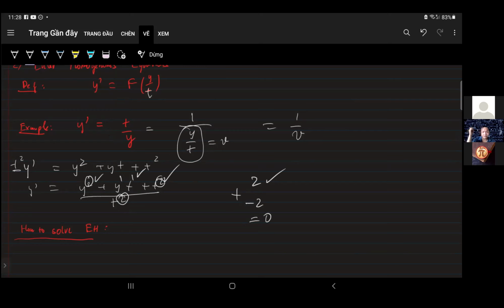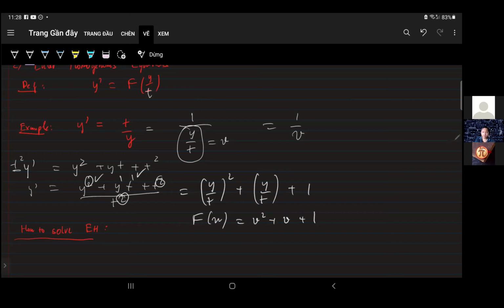It's an Euler homogeneous equation, right? But specifically, if you want to be clear, it's going to be (y/t) squared plus (y/t) plus 1, right? So the function f here is just v squared plus v plus 1. Okay, so then y prime equals f of y over t. That is the way that you can classify whether it's an Euler homogeneous or not. So let me give you another example.